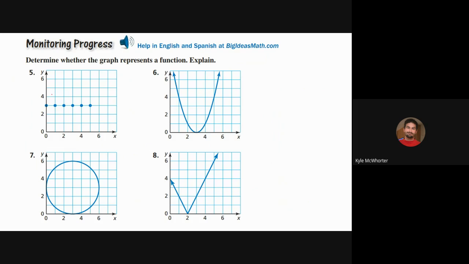Okay, so now let's think about this. Number 5. No vertical line is ever going to touch 2 of those dots at once, so that's a function. Number 6, no vertical line is ever going to touch this at two spots at the same time. This one's also a function. Number 7, there's a lot of vertical lines that could touch in 2 places, right? There's one there. You only need 1 example. This is not a function. And there's no place on this graph where a vertical line is going to touch twice at the same time, so this one is a function.